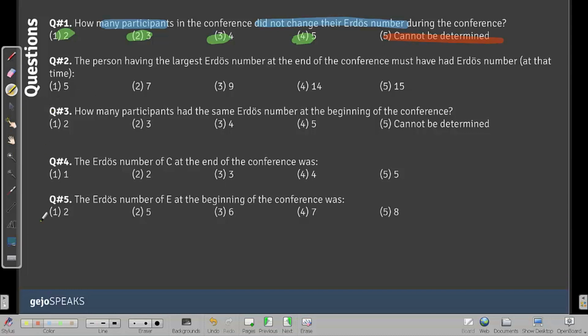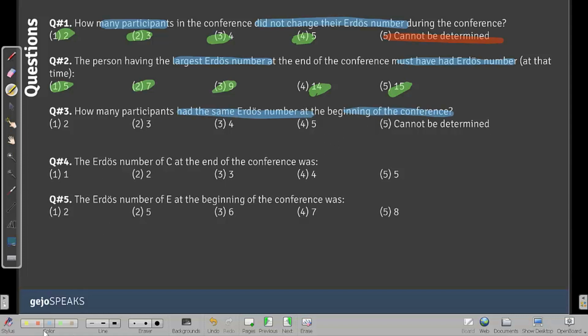And the next question says, the person having the largest Erdos number at the end of the conference must have the Erdos number what? Now this is a good one because there's a specific value. So whoever is having the largest Erdos number will have what particular value. The next says how many participants had the same Erdos number at the beginning of the conference.